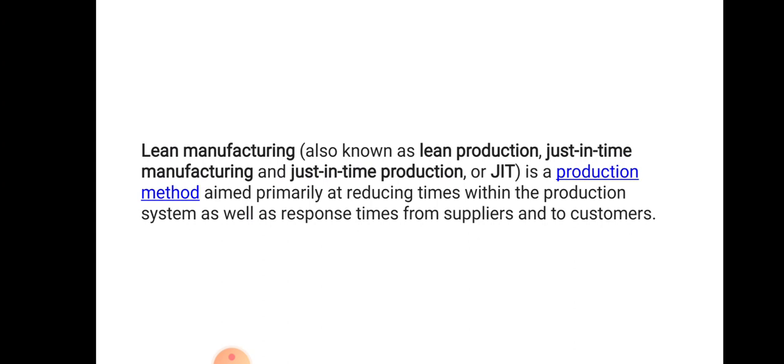Once you understand what you mean by lean, let us go to what you mean by lean manufacturing. Lean manufacturing is a philosophy, or you can say a culture, which shortens the timeline between the customer order and the product shipment. How can we reduce this timeline? By eliminating the waste. That is very important. That is called lean manufacturing. Lean manufacturing can also be called lean production, or just in time manufacturing, or just in time production. It is a production method where we primarily concentrate on reducing times within the production system, as well as the response time from suppliers and to the customers.